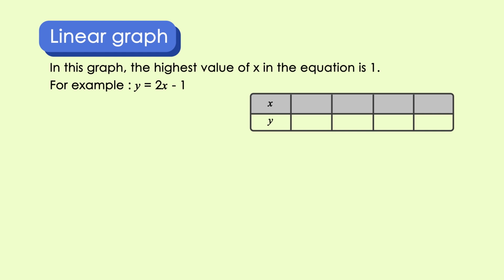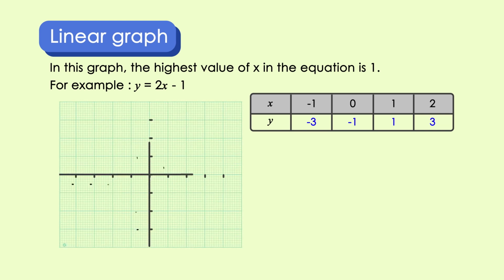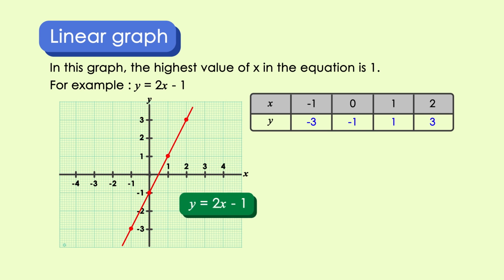By substituting the values of x equals negative 1, 0, 1, and 2 into y, we will fill in the table. Next, we will plot the values of x and y on a Cartesian plane, and later draw a line that connects all 4 points together. From our drawing, we can see that a linear graph is formed by a straight line.